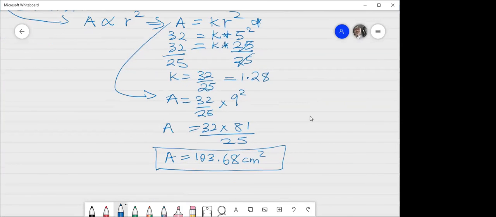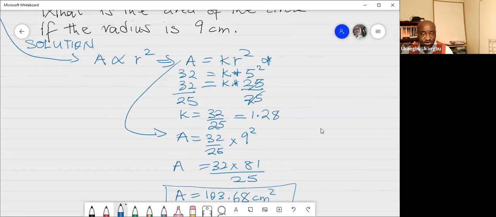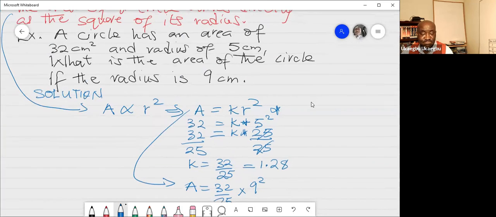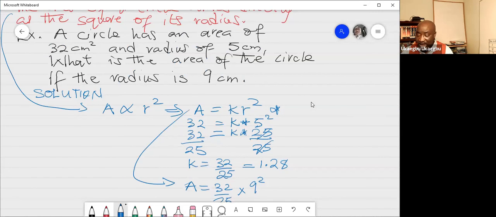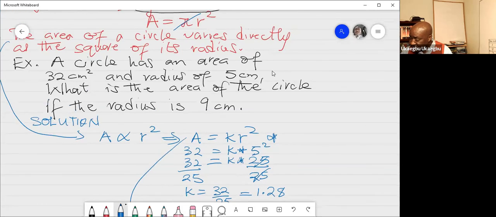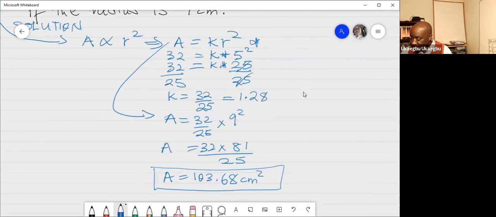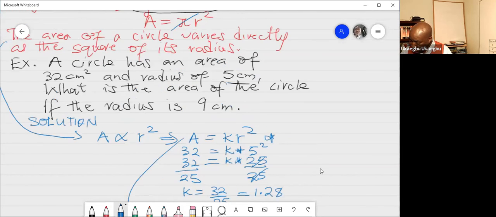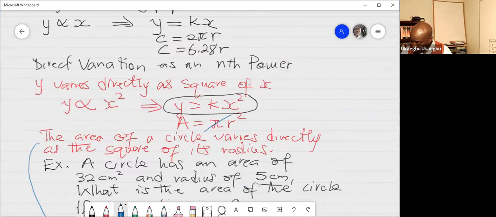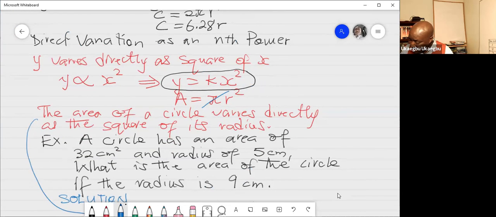So this is how, like I said before, it doesn't really have to be area. It can be any other two quantities. And it doesn't have to be square. It can be cube, it can be fourth power, it can be fifth power. This is called direct variation as nth power. This is how it works. This is how it is done.